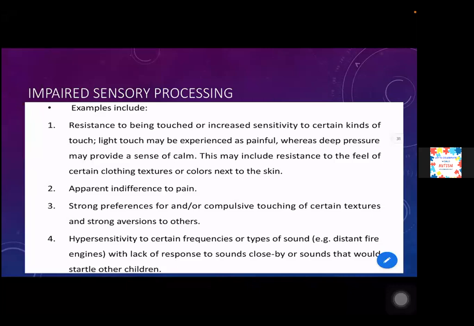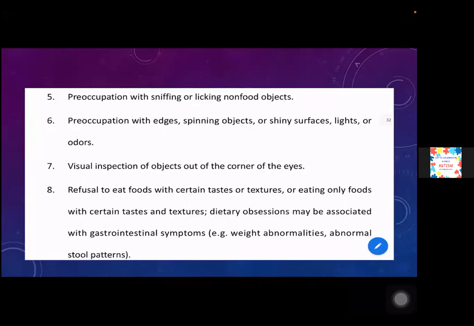A pressure cooker in your kitchen, the child is not startled. Preoccupations with sniffing or licking non-food objects. Preoccupations with edges, spinning of objects or shiny surfaces, looking constantly at the lights or odors. Visual inspection of objects out of the corner of the eye. So if your child has a habit of looking at the corner gaze, which is what we call it, from the corner of the eyes, it's a red flag of autism.